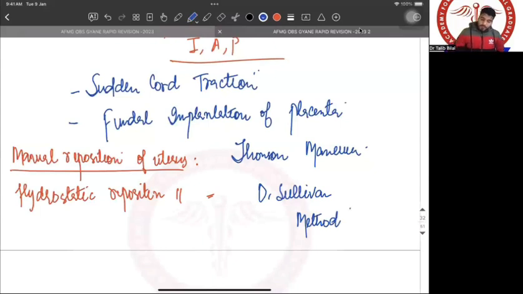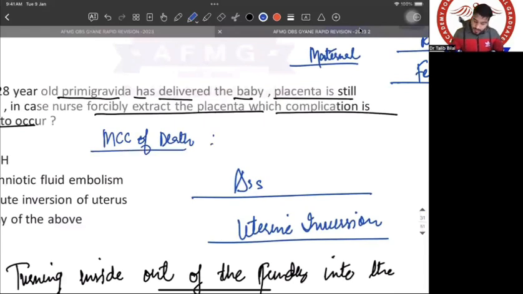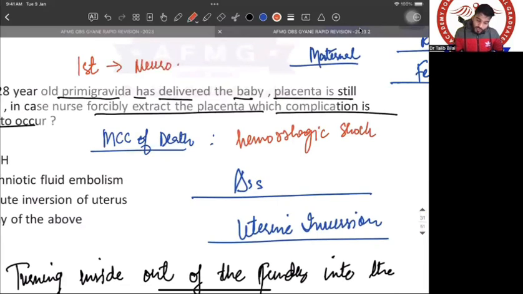The MCQ that they can ask from there: the most common cause of death in uterine inversion is, my dear students, which shock? Hemorrhagic shock. But first the patient will go into neurogenic shock. Which shock will the patient go into first, guys? Neurogenic shock.